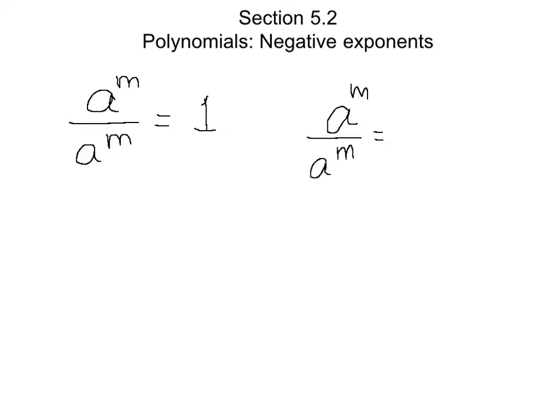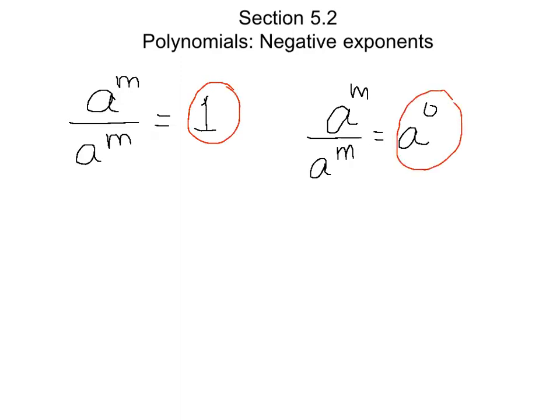Okay, so if you remember from the previous section, all of the exponents that we dealt with were positive. So let's try to develop a little bit of an idea here. Suppose we have a to the m over a to the m. Since we have the same thing on the top and the bottom, that's equal to 1. But we also know that we subtract exponents here, and so this is a to the 0. And so what therefore must be true is that these two things must be the same.